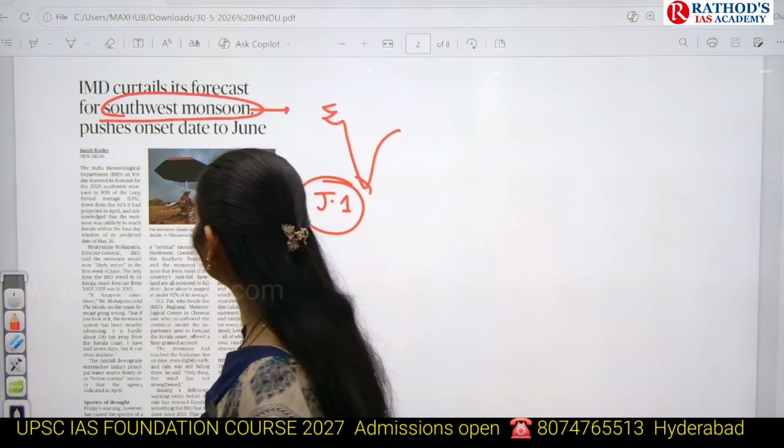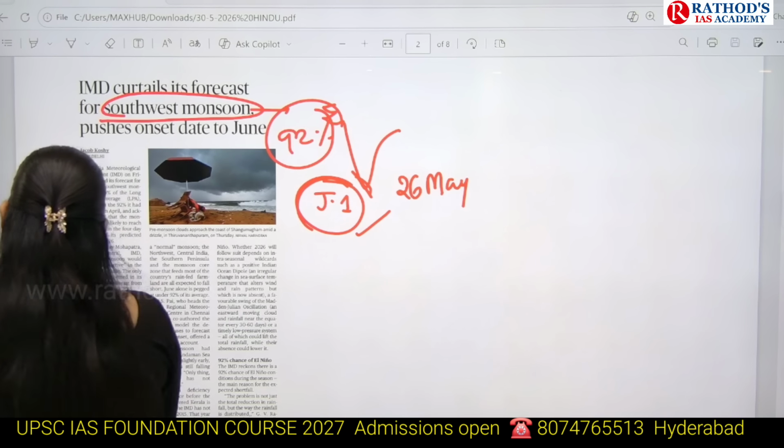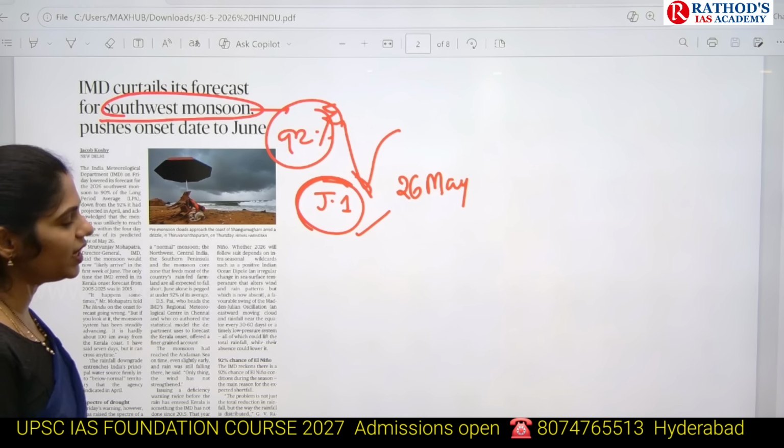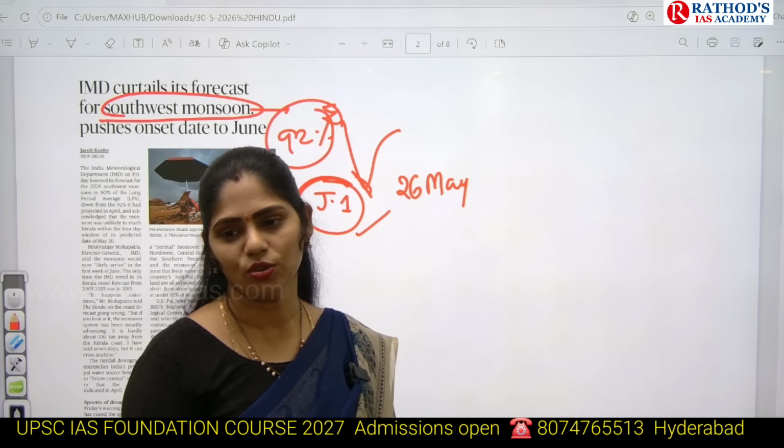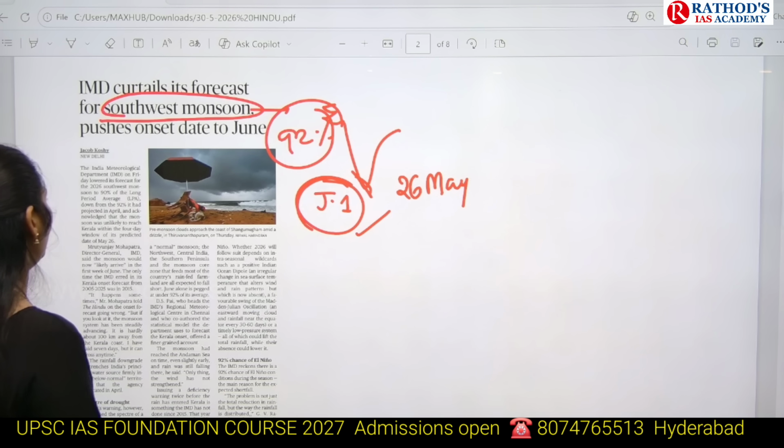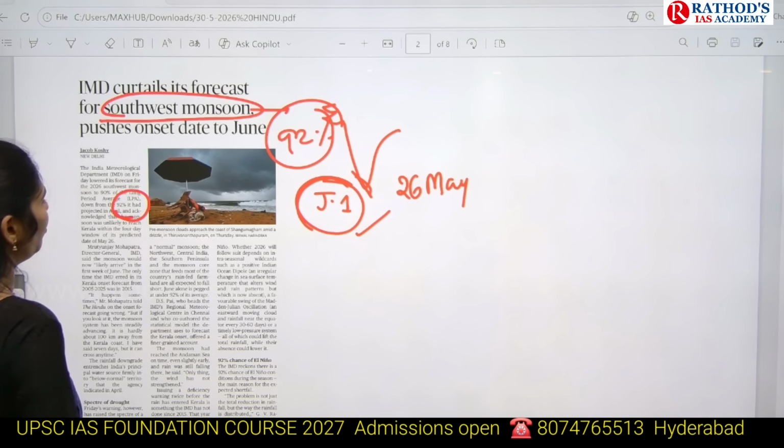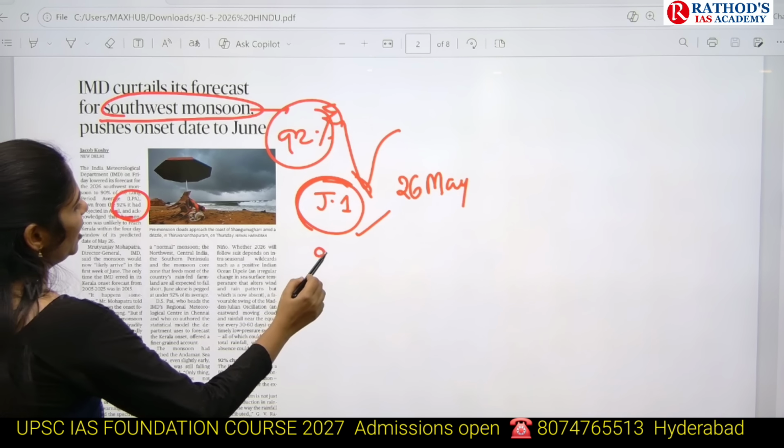And now again IMD came up with a new forecast. Earlier it said that on 26th May the monsoon winds will hit the Kerala region, but now it is delayed to around 1st of July. And one more update it gave: earlier it said 92% of rainfall, but now it decreased it to 90% of rainfall. We have to see.